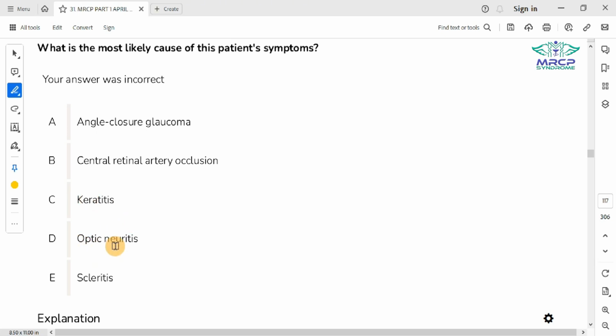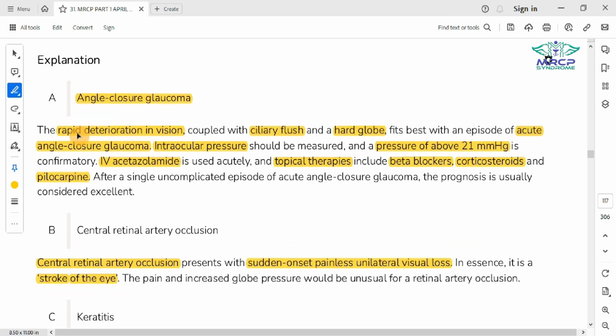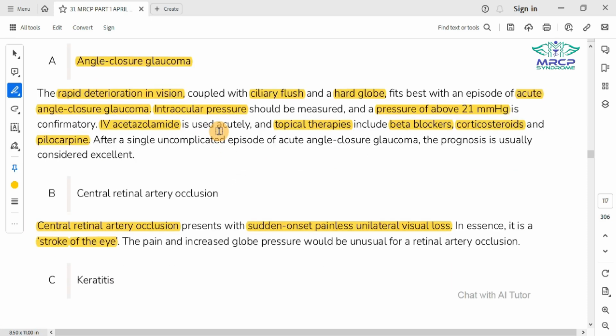And in the case of optic neuritis, there would be loss of color vision or reduction in visual acuity, and there will be features of a relative afferent pupillary defect. The rapid deterioration in vision coupled with ciliary flush and a hard globe fits best with an episode of acute angle closure glaucoma. Intraocular pressure should be measured, and a pressure above 21 mmHg is confirmatory. IV acetazolamide is used acutely. Topical therapies include beta blocker, corticosteroid, pilocarpine. After a single uncomplicated episode of acute angle closure glaucoma, the prognosis is usually considered excellent.